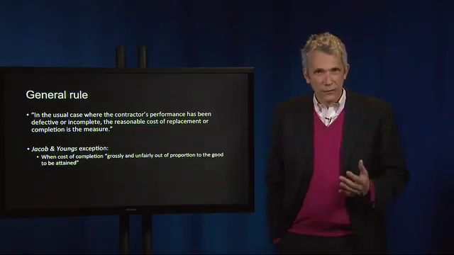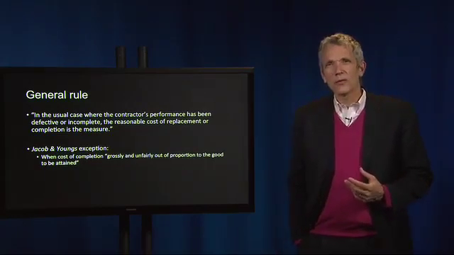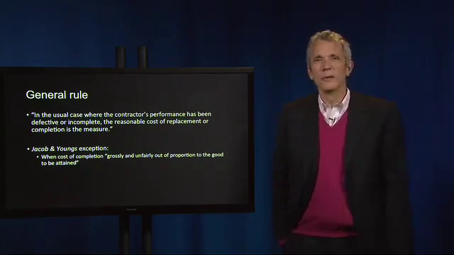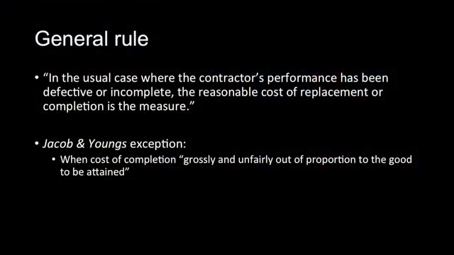Justice Hancock's reasoning takes cost of completion as the default rule. In the usual case, quote, where the contractor's performance has been defective or incomplete, the reasonable cost of replacement or completion is the measure, unquote. His task is to figure out whether precedents like Jacob and Youngs versus Kent require him to deviate from this general rule. Jacob and Youngs, as a decision of the Court of Appeals of New York, was binding precedent for this case.